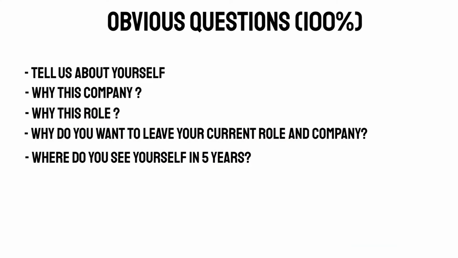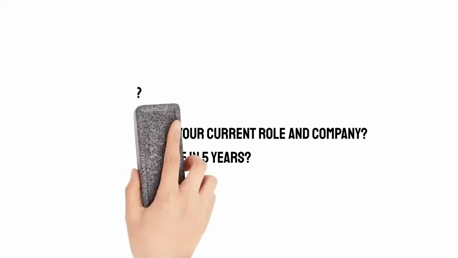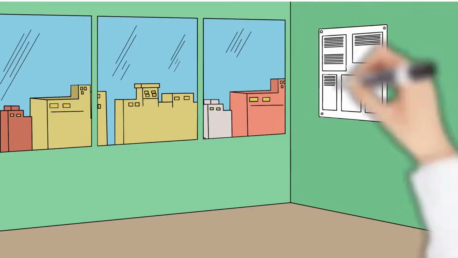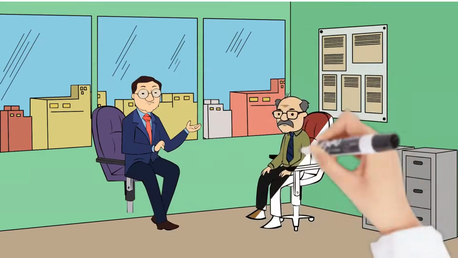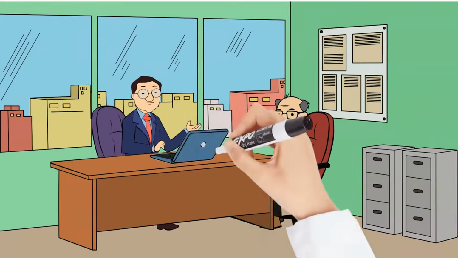When it's about tell us about yourself, I just want you to basically summarize your CV in 60 to 120 seconds, depending on how much experience you have. Just tell about the most important things, where you came from, and why you are here today.